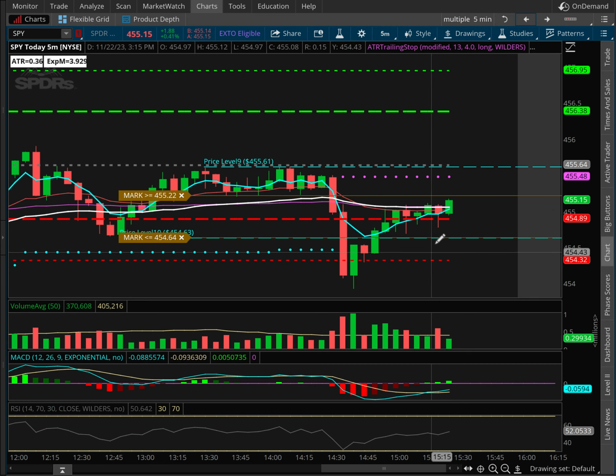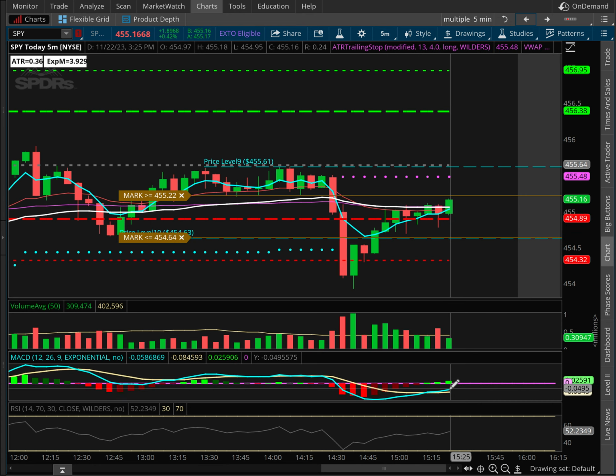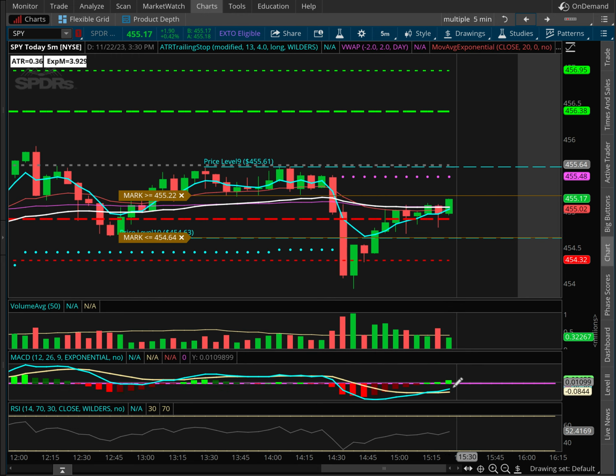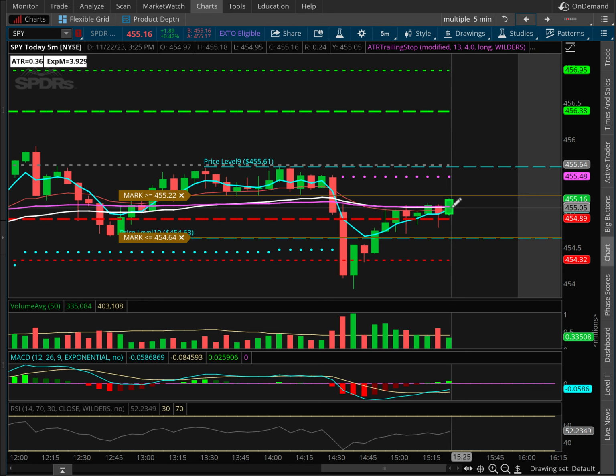Look how close the 5 and the 50 are here. Looks like it's wanting to cross to the upside based on this candle right here. And the alligator mouth right here seemed to be opening a little bit wider. So that's a signal that we could very well start going back to the upside. I will definitely pay attention to that.